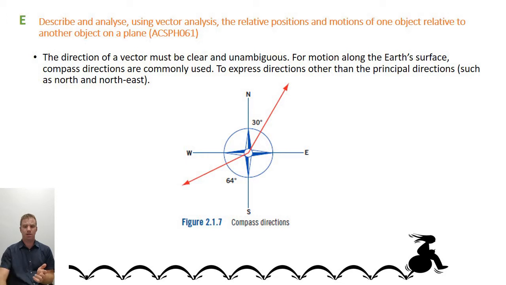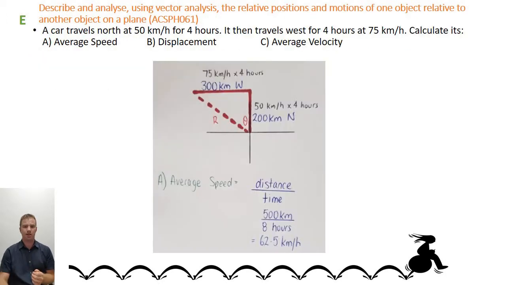Now, in terms of looking at a question, you need to make sure that the direction of the vector must be clear and unambiguous. So if we're looking at a compass direction, you make sure that you've got it in a specific order. So let's have a look here at a question.